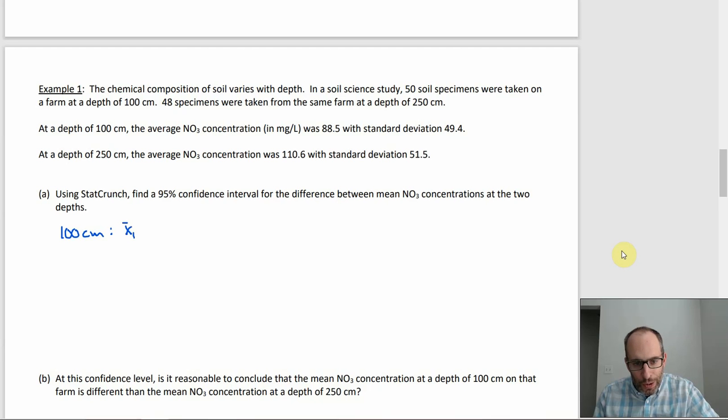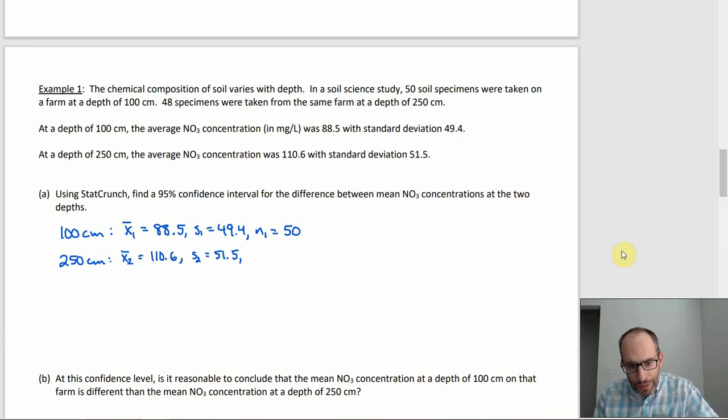Then we've got that x1 bar is going to be 88.5. S1 is 49.4. And then n1, the sample size, was 50. Then at 250 centimeters, we've got that x2 bar is 110.6. We've got that s2 is 51.5. And we've got that n2 is 48.